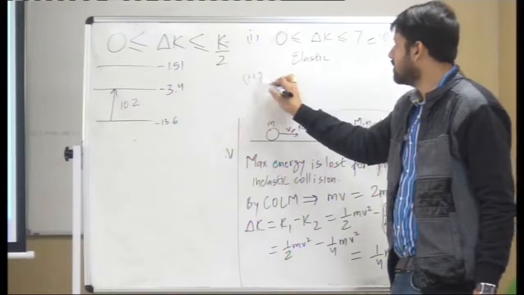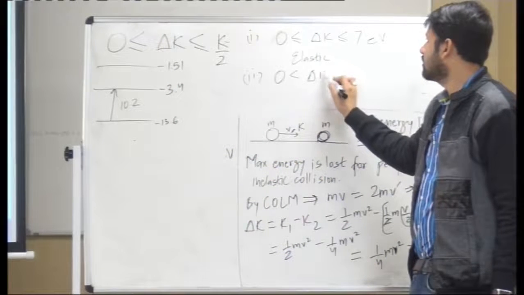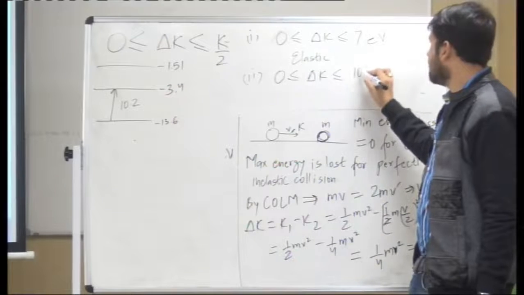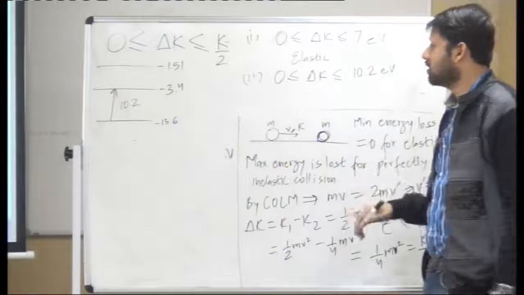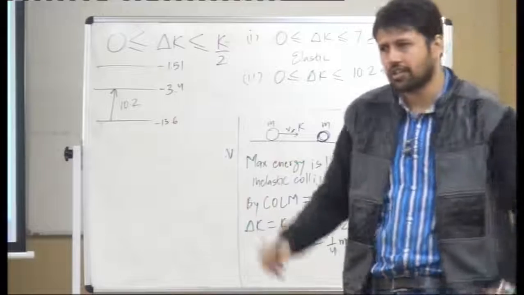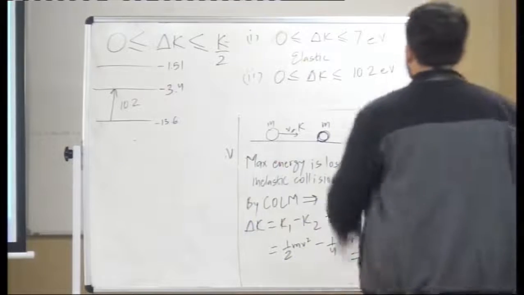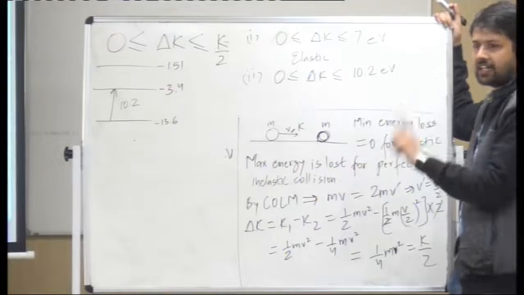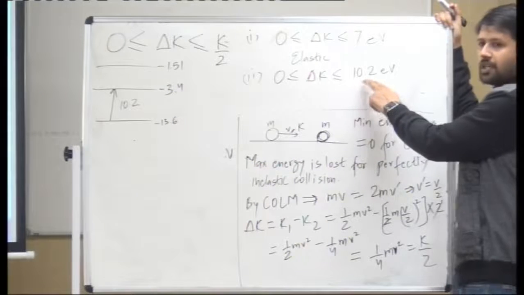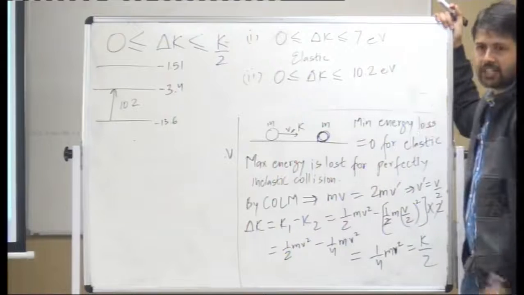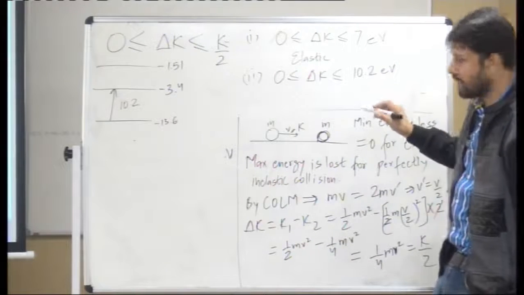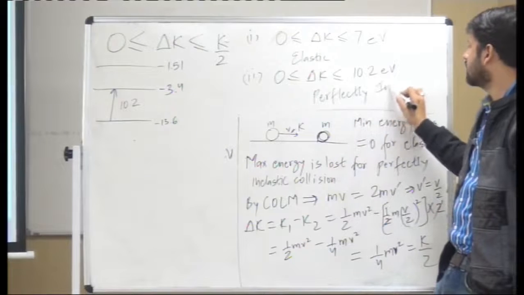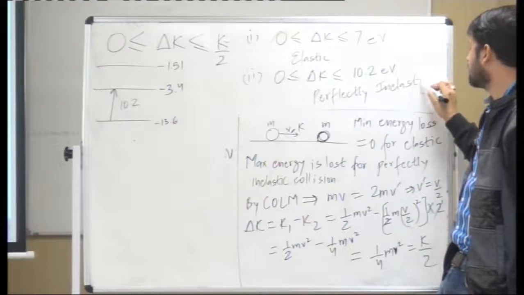For the second one, the kinetic energy was 20.4, so the energy loss would be this much, 10.2. So in case of perfectly inelastic collision, this might be able to just excite the electron to the second state. So the collision here would be perfectly inelastic.